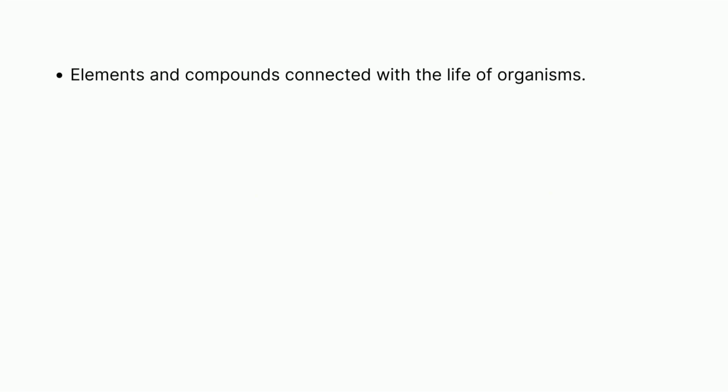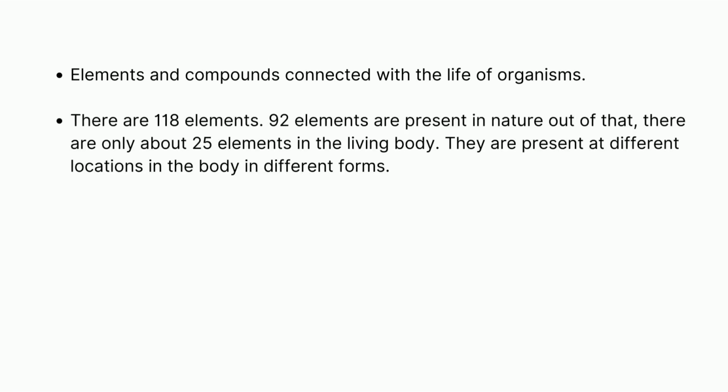Okay, first let's see what we are going to study in this chapter. This chapter explains the elements and compounds connected with the life of organisms. There are only about 25 elements in the living body out of the 92 elements present in nature. They are present at different locations in the body in different forms. Carbon, hydrogen, oxygen, and nitrogen are the main four elements. These four main elements make up the bodies of living organisms.